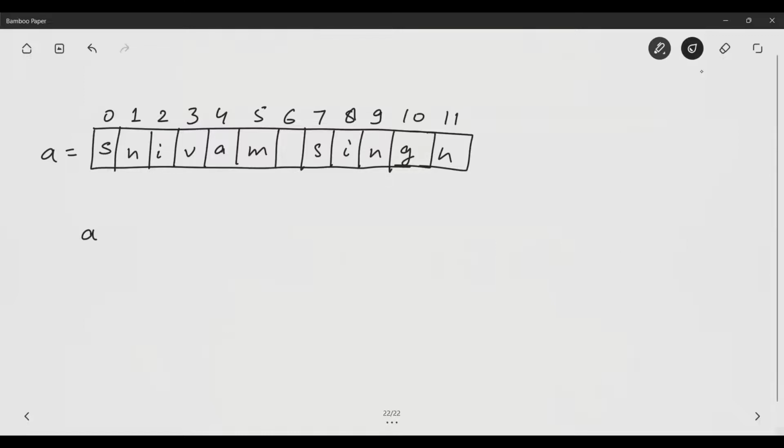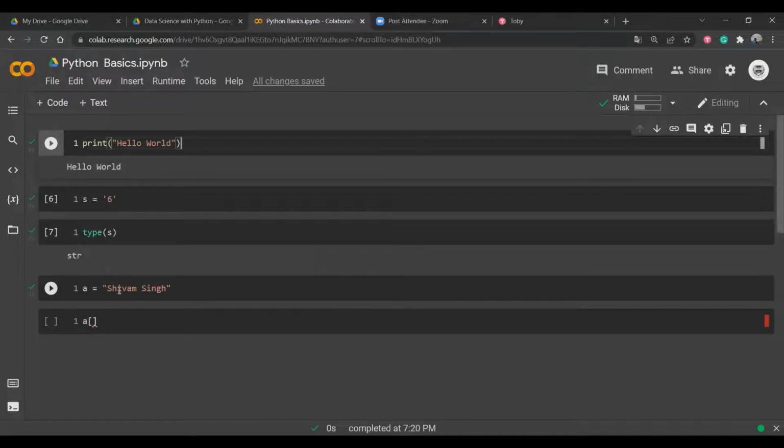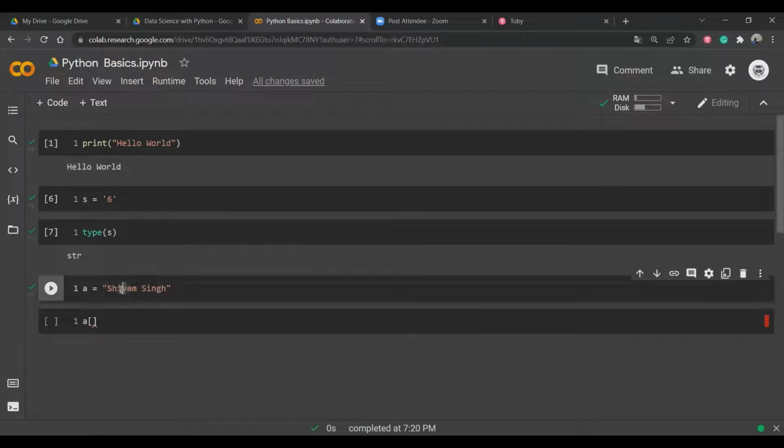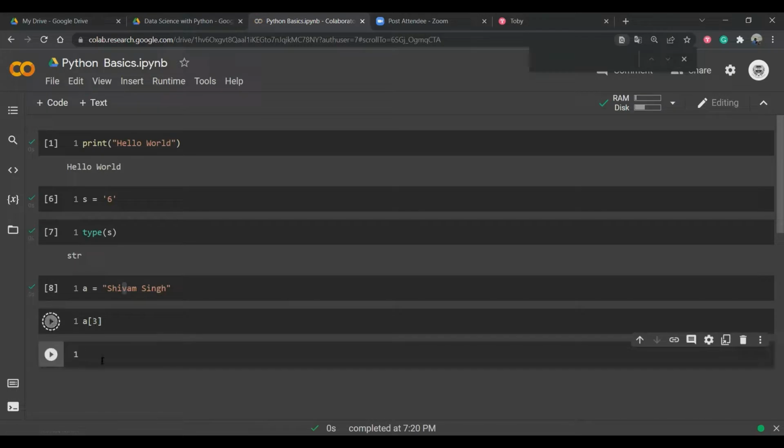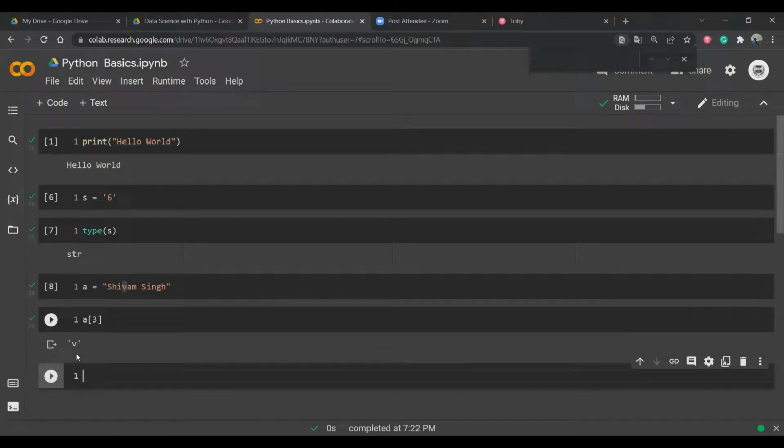Suppose I want to access this V. What is the index value of V? The index value of V is 0 1 2 3. So if I write 3 over here, I am able to access V. Yes, indexing is the same as Java. Fine, so this is how you can do the indexing.